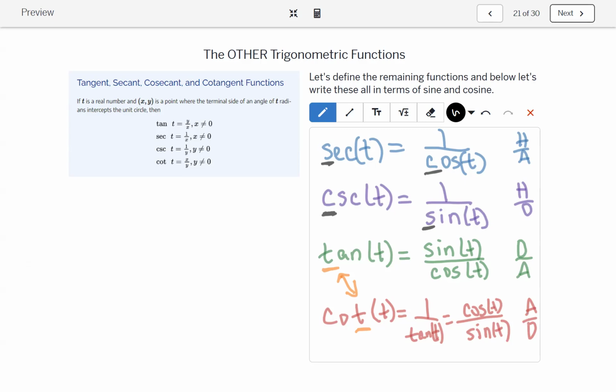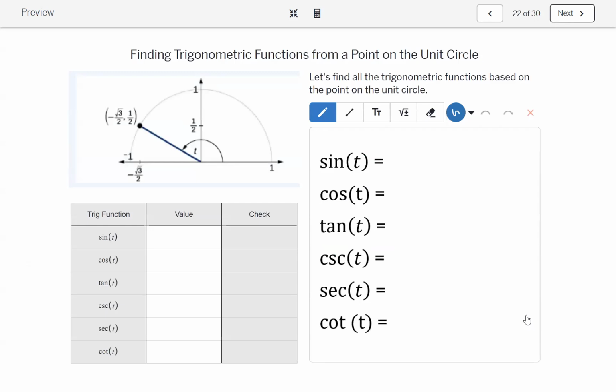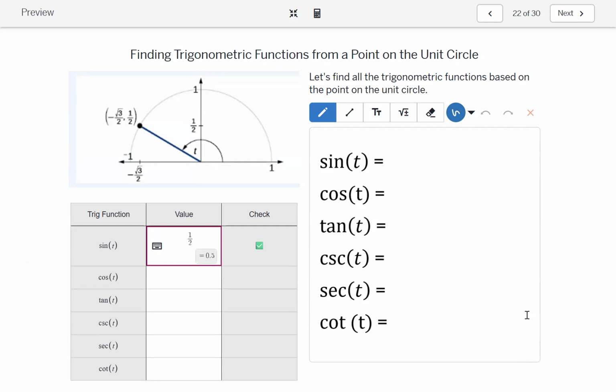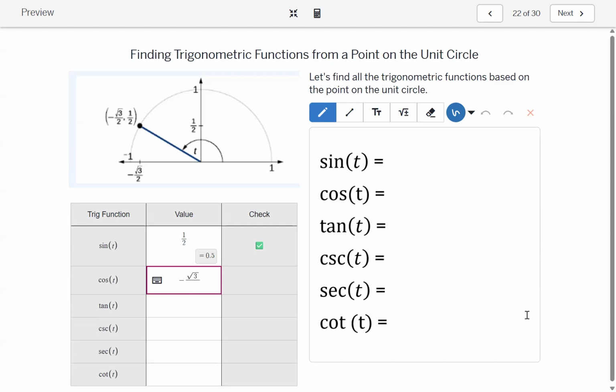All right, so let's actually use these guys. Here we have an ordered pair. The angle is in quadrant 2. And we want to fill out the values for all of these. So the sine value, when I look at my ordered pair, is the sine the x or the y? The y. So our y is 1/2. So our value for sine at this particular angle is 1/2. And then our cosine is going to be the other guy, the negative square root of 3 divided by 2.